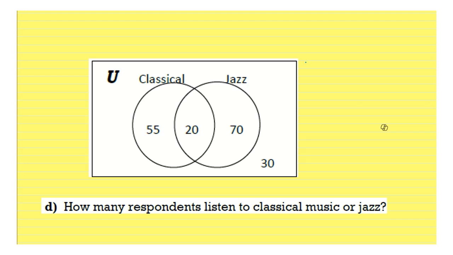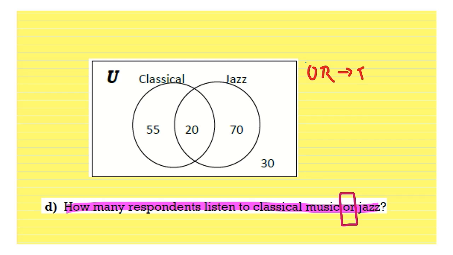Our next question says, how many respondents listen to classical music or jazz? So the key word there is or. The word or is associated with a couple of things, at least this is the way I like to think about it. Or is like this or that. You can choose anything. So it's lots of choices.